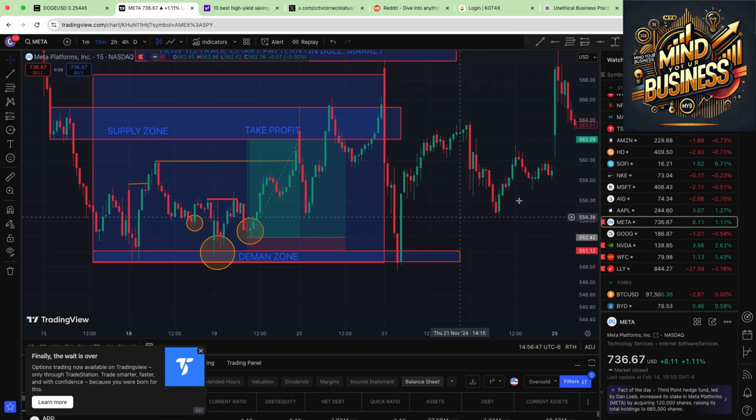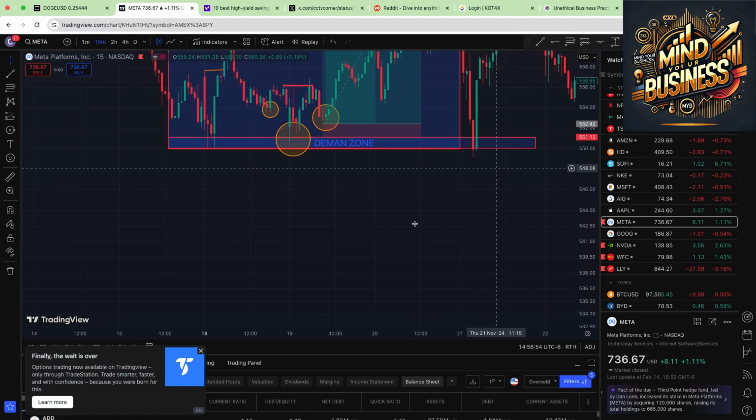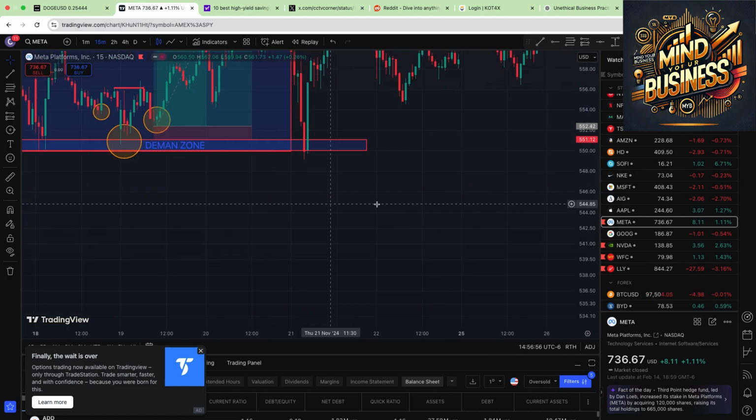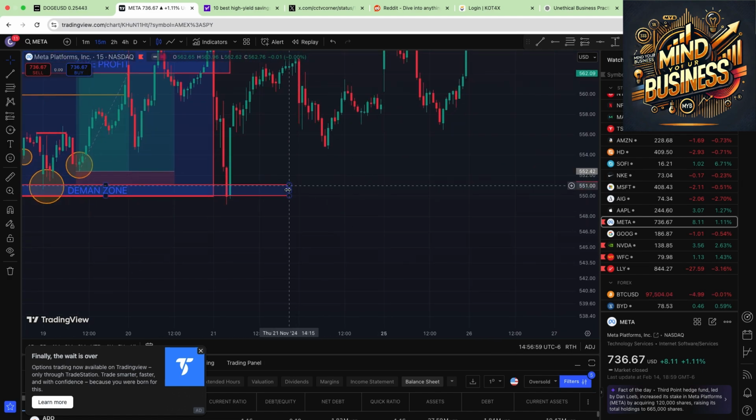But I promise you, when I go into the future, price will come back down and destroy this, because it destroyed the demand zone. It's going to go to the next extreme demand zone over here. So let's go back. Let's go in the future. Look at this. Let's extend this. Let's see when this comes back down.